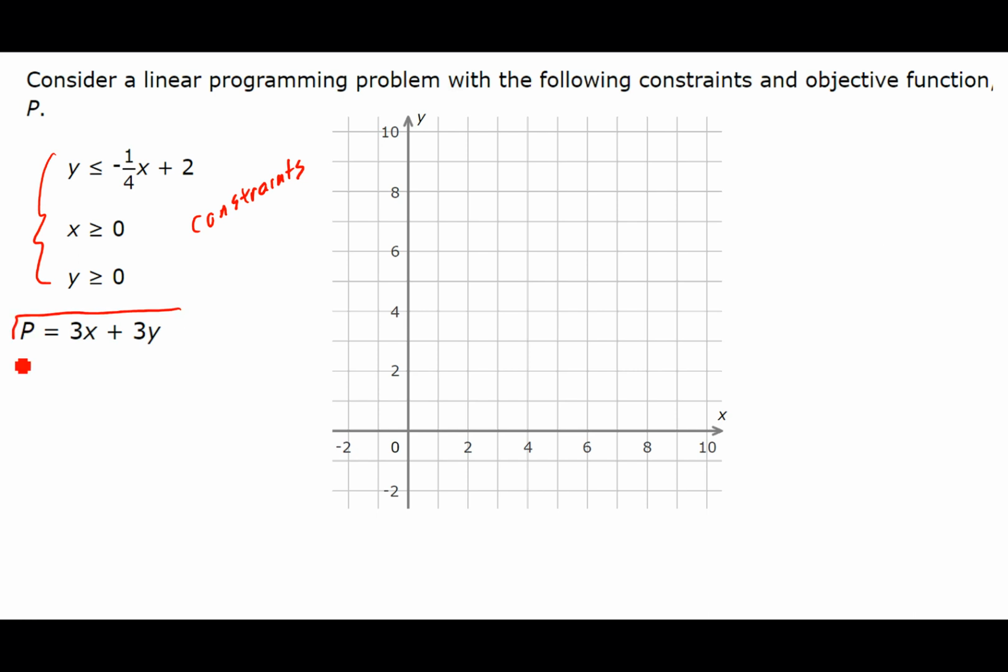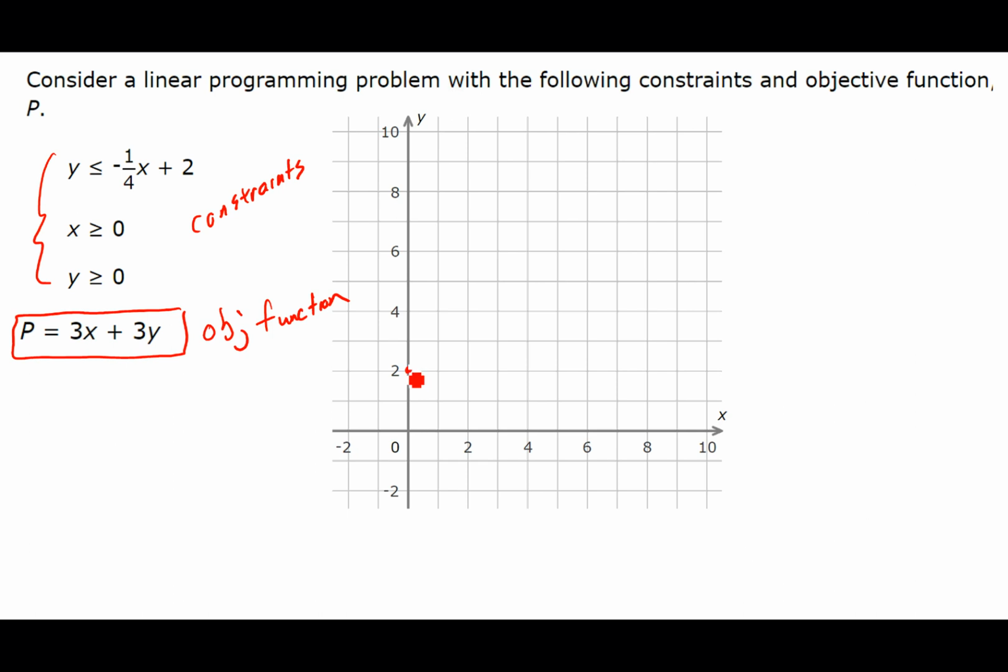And then here is my objective function that I'm ultimately going to use at the end to determine what optimizes my solution. Okay. Negative 1/4 x plus 2. How do I graph that again? Negative 1/4 x plus 2. What's my y-intercept?